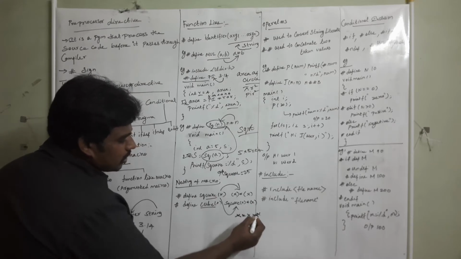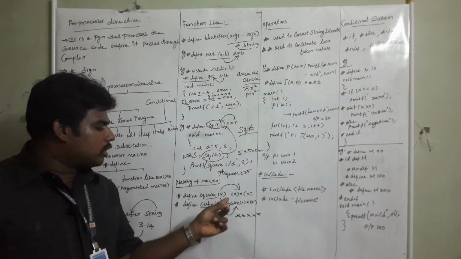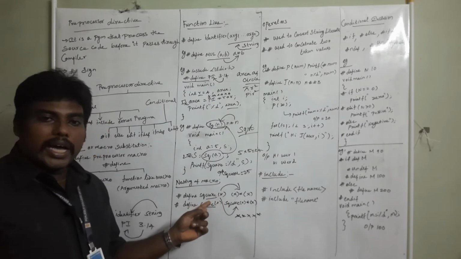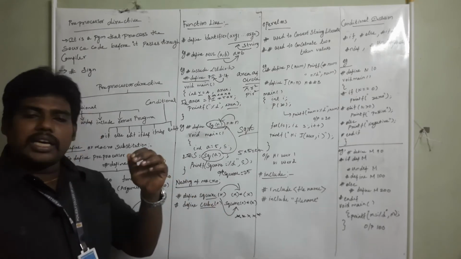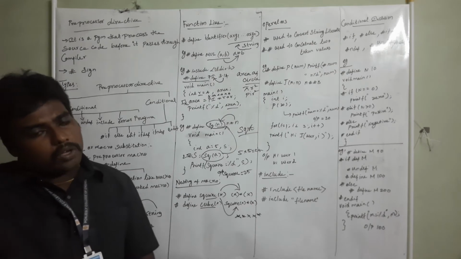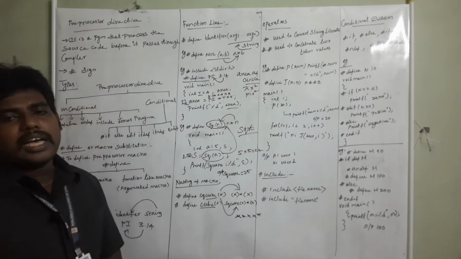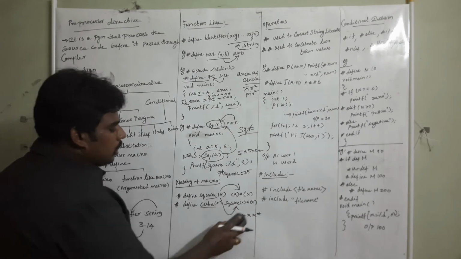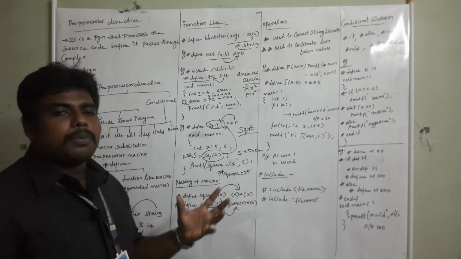Then this x. So for finding the cube, I am using the square. Square is the another macro which is defined here. Okay. So if one macro is defined in the another macro, we say it is a nesting macro. Okay. So this is the first type of macro.